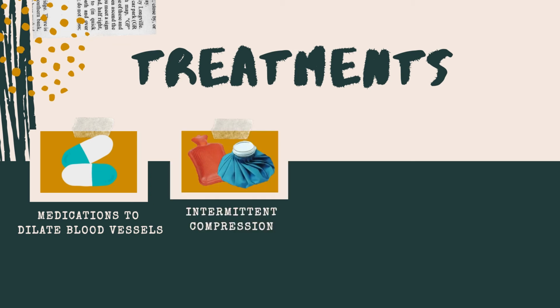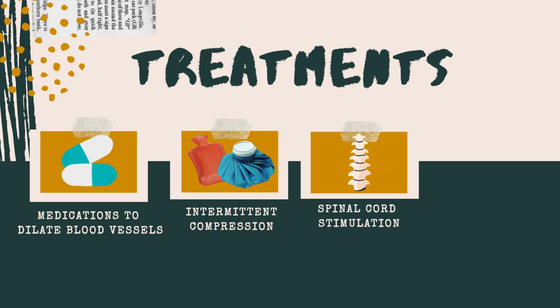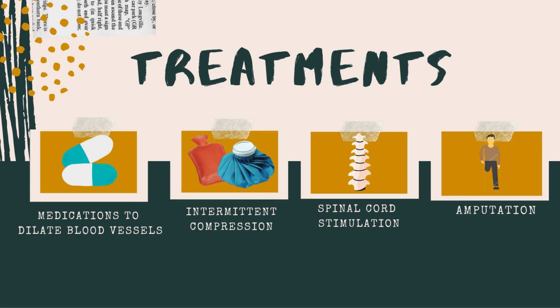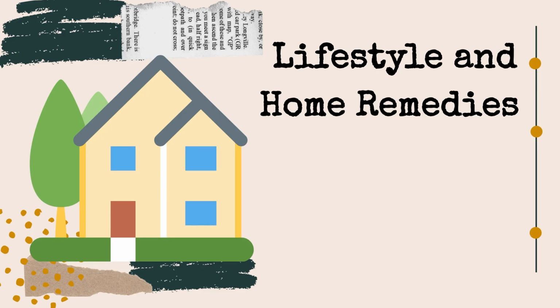Intermittent compression of arms and legs to increase blood flow to extremities. Spinal cord stimulation. Amputation if infection or gangrene occurs. Lifestyle and home remedies. These are the things that the patient can do on their own to help alleviate the symptoms. Exercise. This can ease some of the pain caused by this disease. Try at least 30 minutes of moderate aerobic activity.